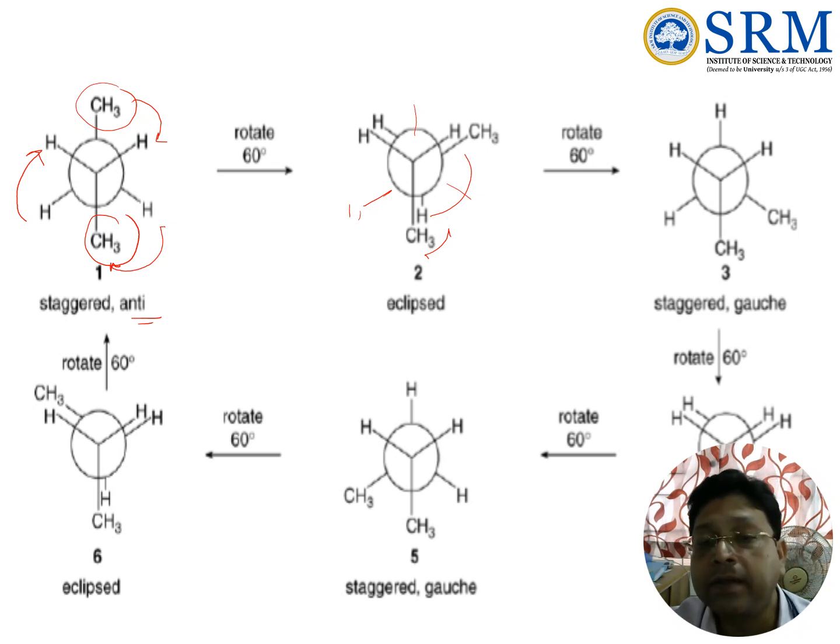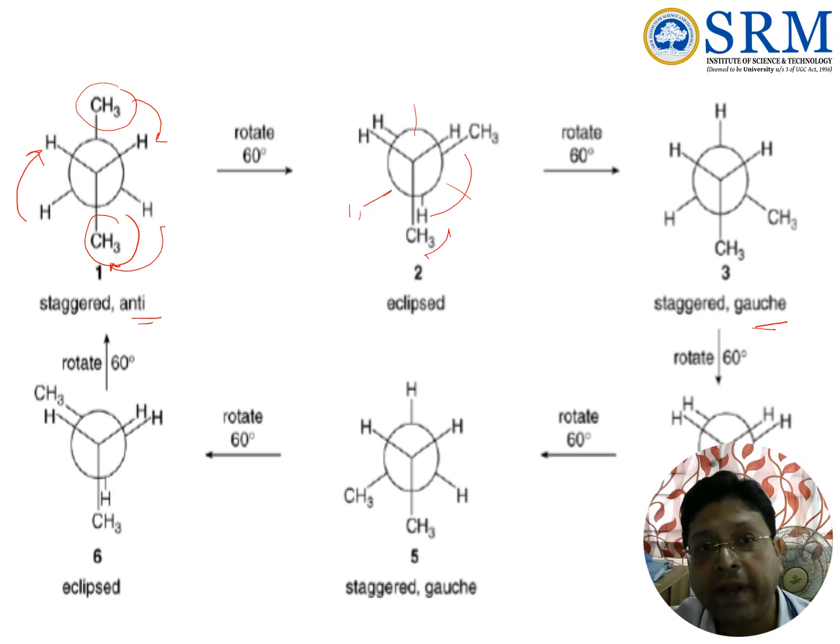Okay. So if I compare the stability between these 1 and 3, which one will be more stable? Definitely 1, because this methyl and this methyl are in anti-orientation. This is also staggered. This is also staggered. But in this staggered conformation, this methyl and methyl are close. That is why we call it a gauche conformation.